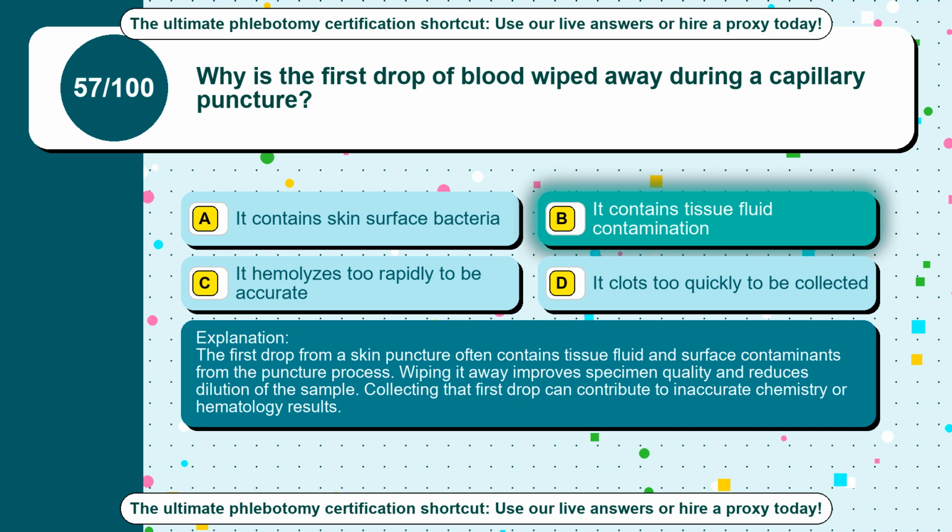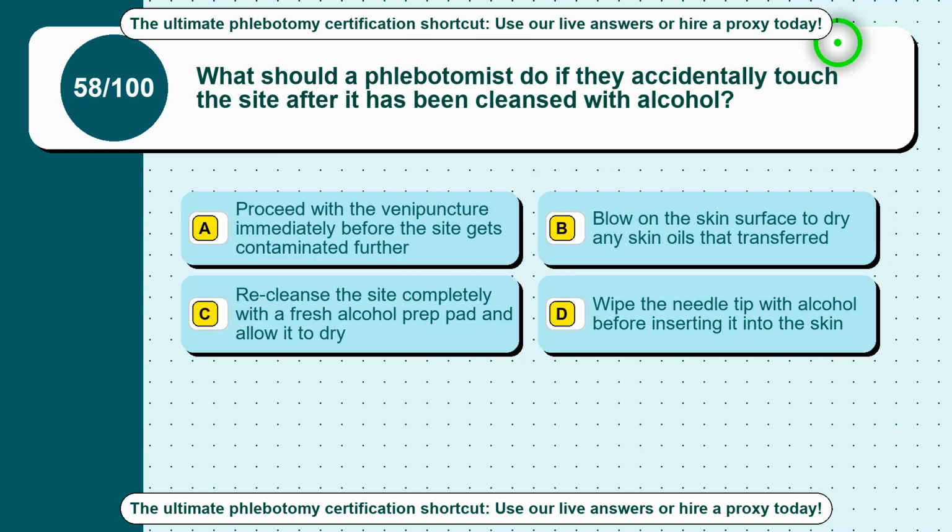The first drop from a skin puncture often contains tissue fluid and surface contaminants from the puncture process. Wiping it away improves specimen quality and reduces dilution of the sample. Collecting that first drop can contribute to inaccurate chemistry or hematology results. Question 58.